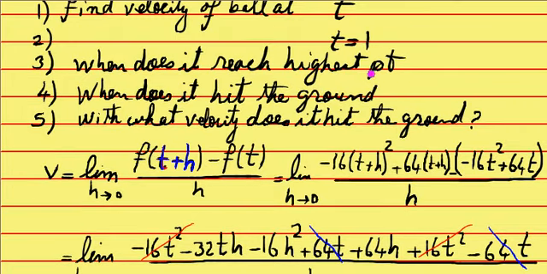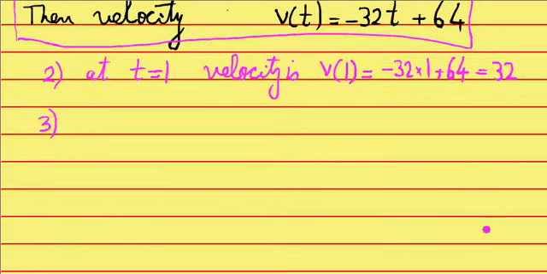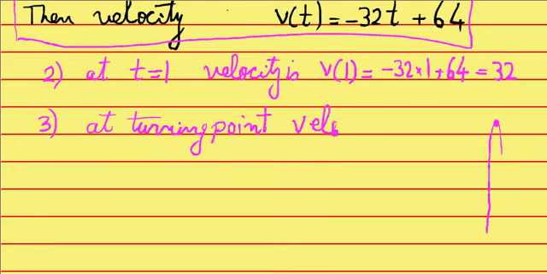Part 3. When does it reach the highest point? What is the characteristic of the highest point? A ball starts, goes quickly, slows down, and then turns around and comes down. What happens at this point? Momentarily it stops in mid-air. Up there, speed becomes 0. So at the turning point, velocity is 0.